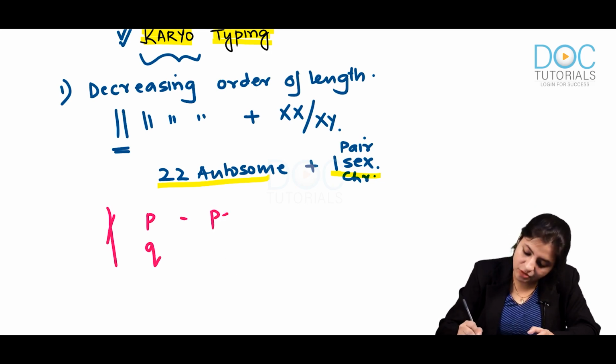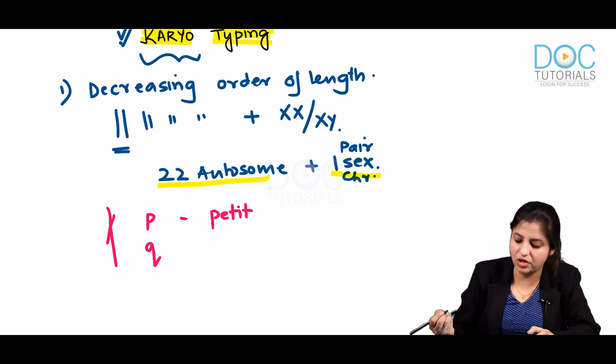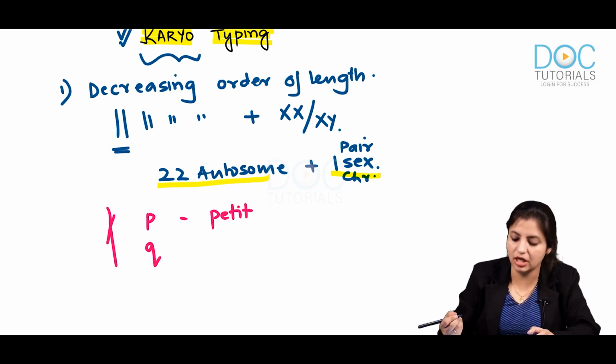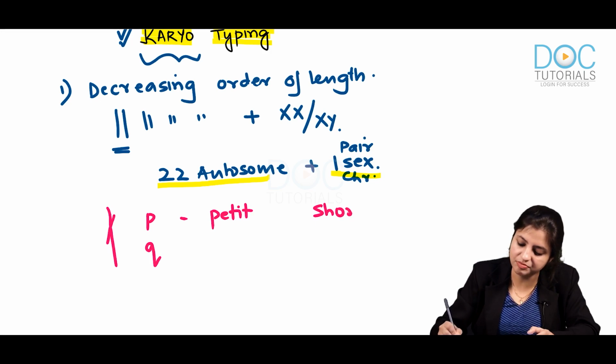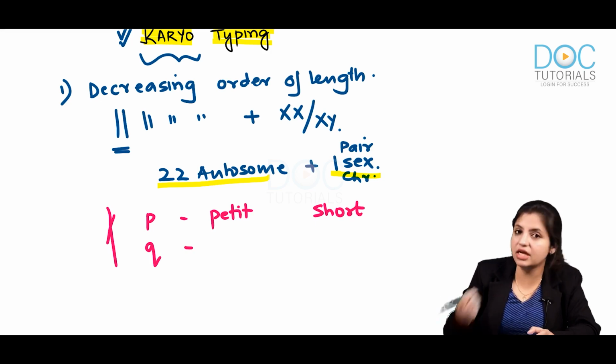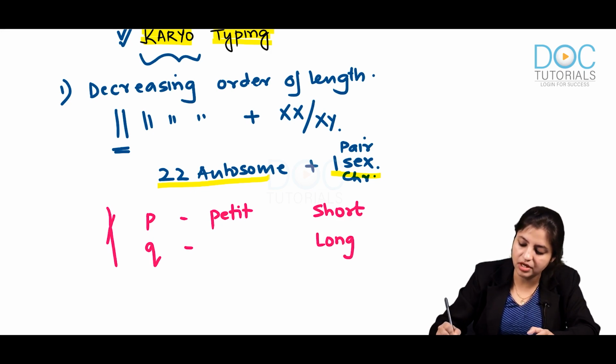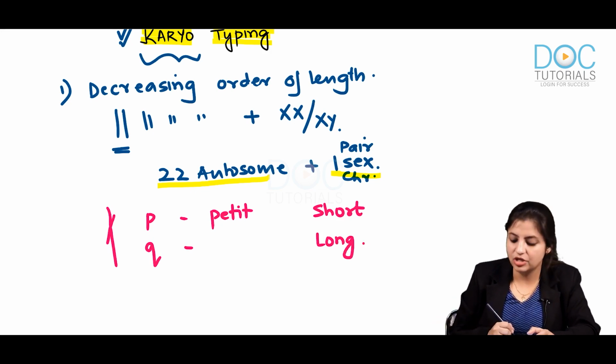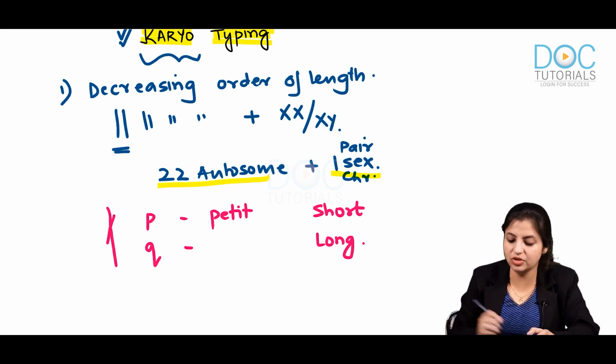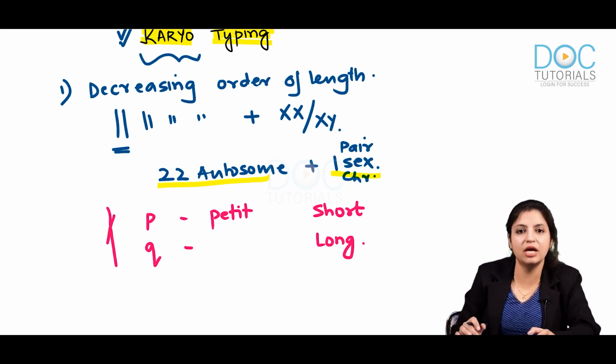P stands for petite. Petite means small, so P is the short arm. The short arm is called the P arm, and the next alphabet after P was Q, so that was given for the long arm. It doesn't have any full form. So the short arm is P, petite, and the long arm is called Q. That is how we see the chromosome, short arm and long arm.